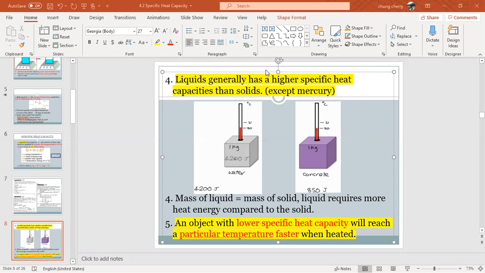Okay, copy down this one. The one for yellow, the one that I've highlighted yellow. Okay, number 4 and number 5.